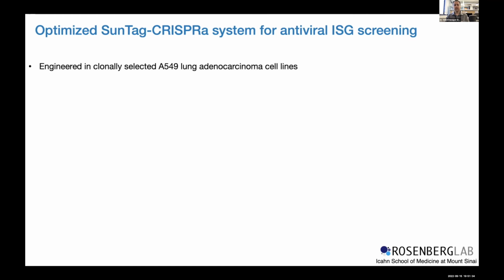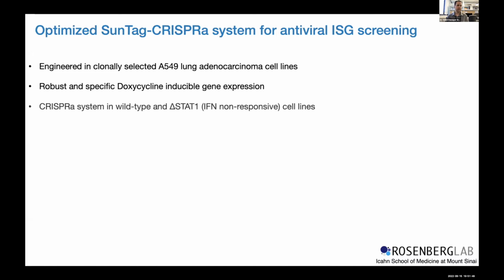We engineered it in a clonally selected A549 lung adenocarcinoma cell line because we wanted to work with respiratory viruses. It is capable of robust and specific doxycycline-inducible gene expression, so we can control when ISGs are expressed. It is also deployed in a STAT1 knockout background, so we can measure the sole activity of ISGs. Finally, it is capable of robust gene activation that can restrict viral infection.